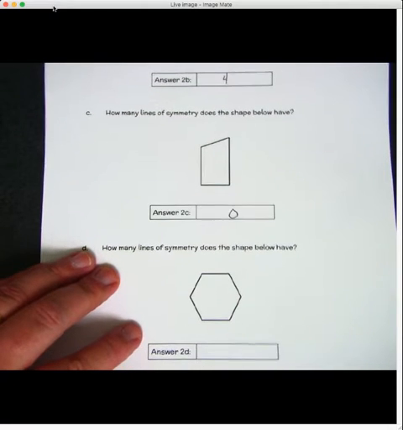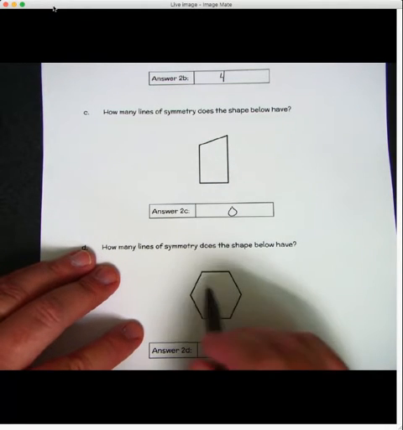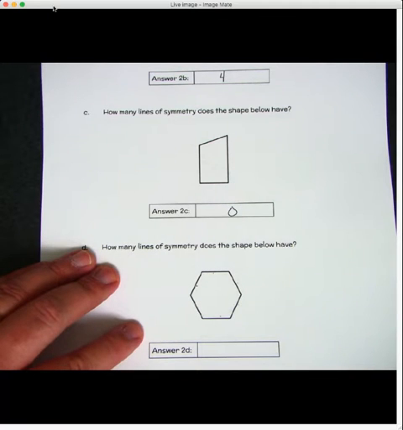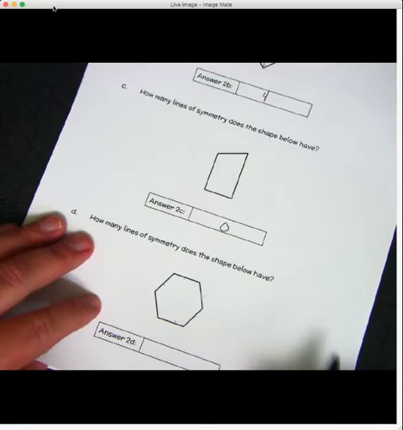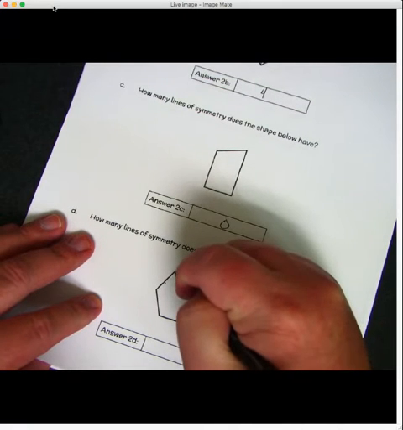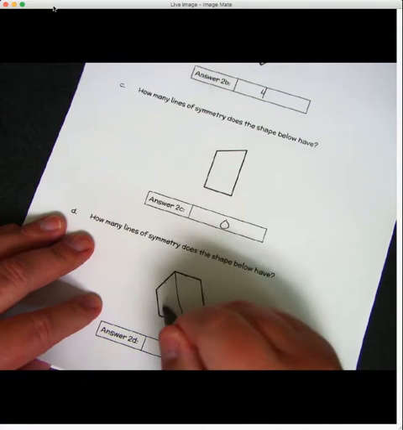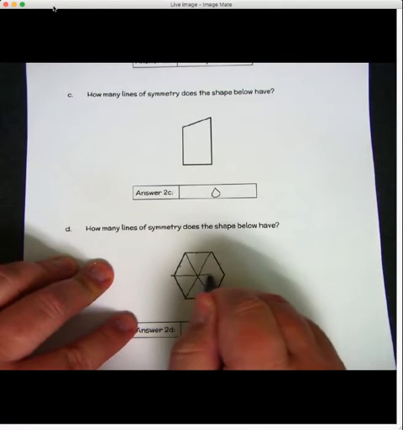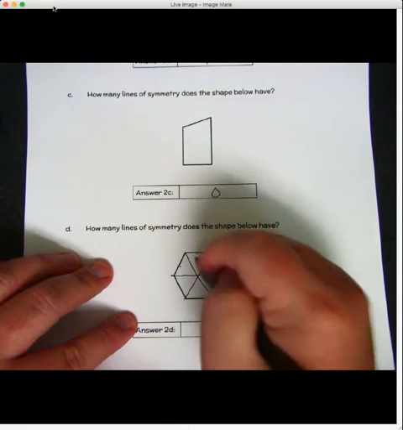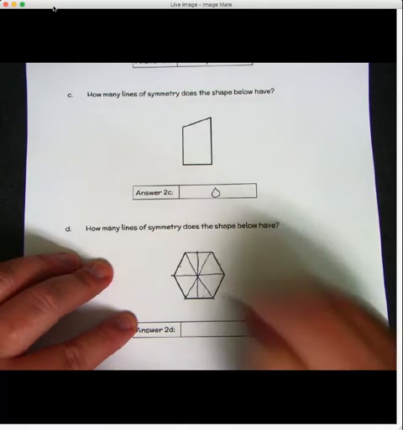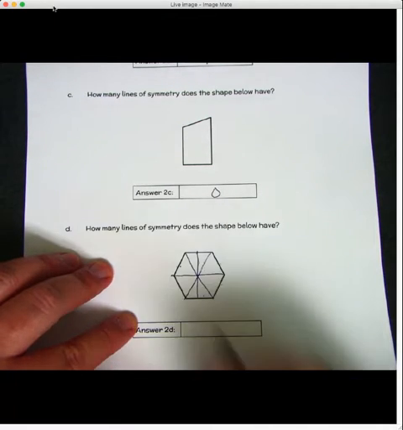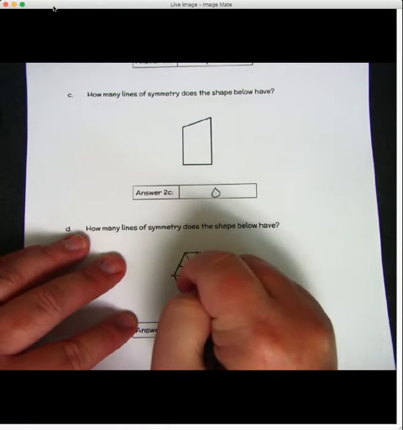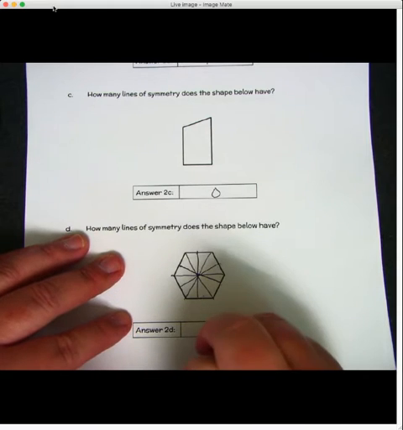All right, how about this one? Well, this is one of those that have equal sides. So let's see how many sides there are. 1, 2, 3, 4, 5, 6. I'm going to guess there's 6 lines of symmetry. Let's see what we can do with this one. We can go corner to corner here. Corner to corner here. There's 2. Corner to corner here. There's 3. I can go straight down. There's 4. And I can go straight across this way. There's 5. And I can go straight across this way. There's 6. I was right.